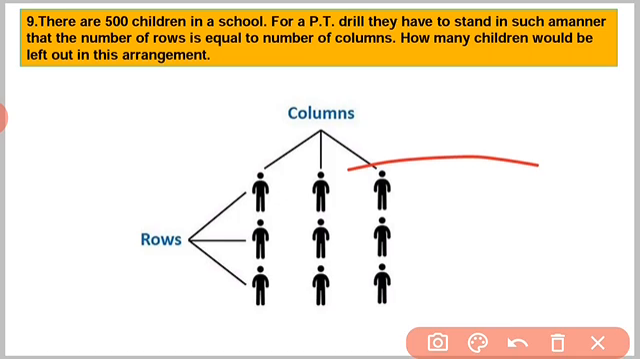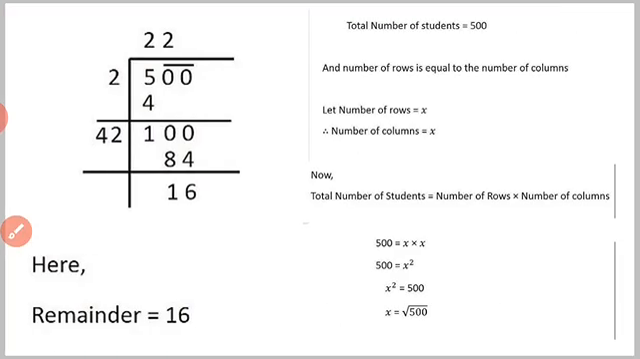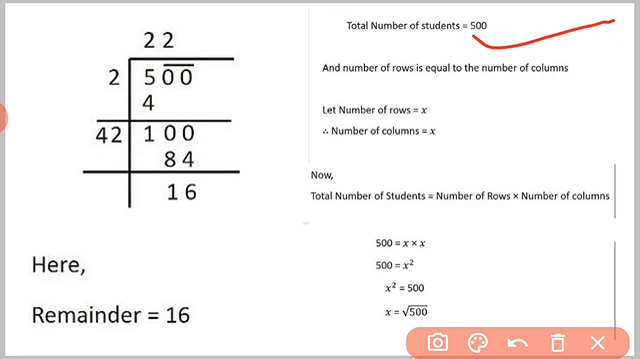So, let's start. There are total 500 students and number of rows is equal to number of columns. So let's take number of rows as x. So number of columns will be x. So total number of students is equal to number of rows multiply number of columns. So total number of students is 500. It will be equal to x multiply x, that will be equal to x squared. So now we have to find the square root of 500.